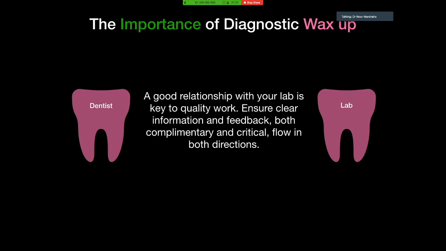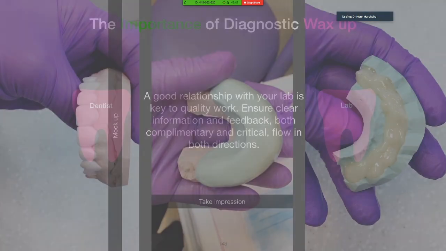A good relationship with your lab is key to quality work. So always ensure that when you take a shade, you take a picture for the dental lab and show them the shade mapping. When you do the try-in, make sure that there is no error in shading or shade shifting, okay? Because sometimes when we do a try-in for the shade material and then go to cementation, we see a shade shift. So always try to make everything by a rule and depending on scientific evidence.